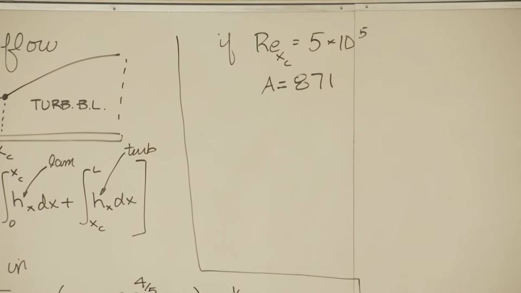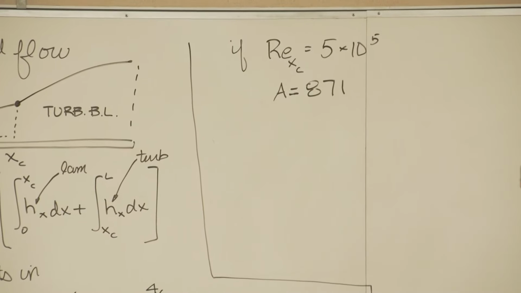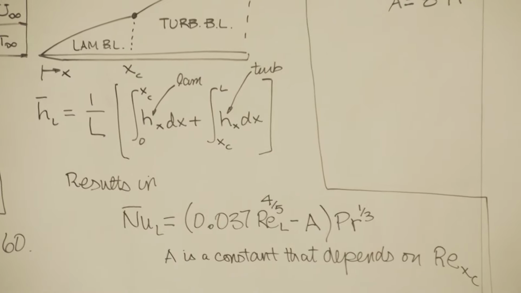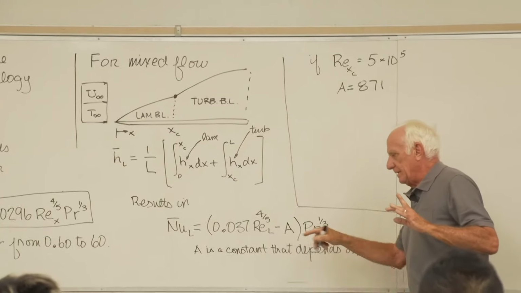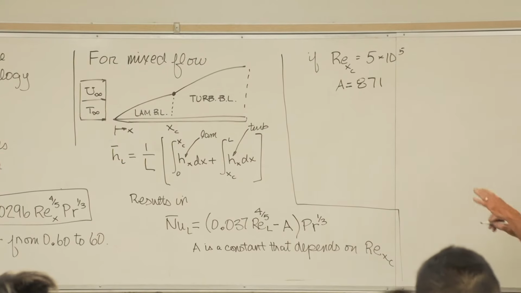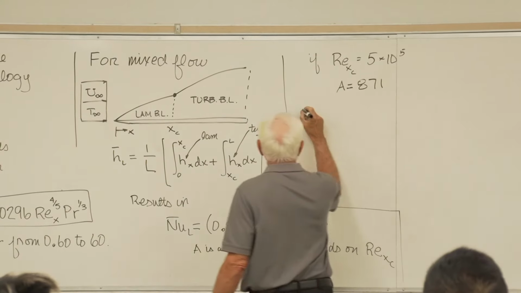So we don't need to worry about that in this class. The textbook always uses 5 times 10 to the 5th. That's okay. If it's not 5 times 10 to the 5th, then that A changes, and he tells you what to do in the textbook. But we're not concerned with that. In our case, A is 871.